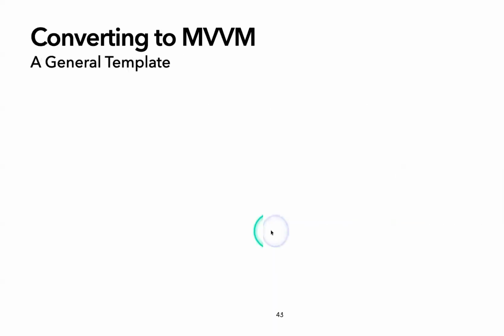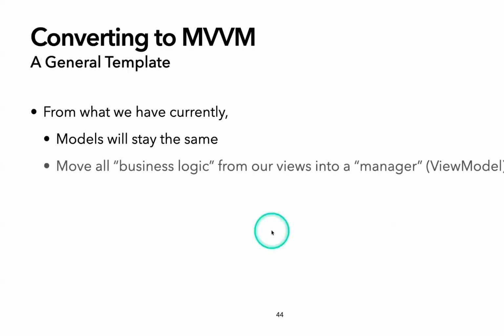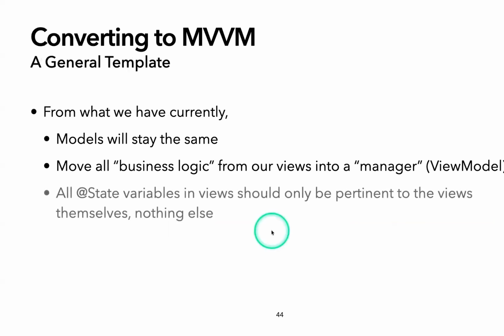Okay. So how do we convert an existing project into MVVM? Your models, you don't need to touch, right? Your models will be the same. You need to move all of your business logic, if you have any, from your views into this view model, which again, I like to think of as a manager.